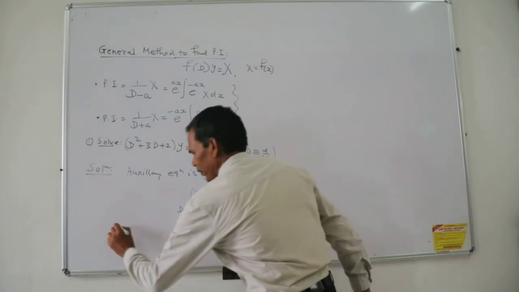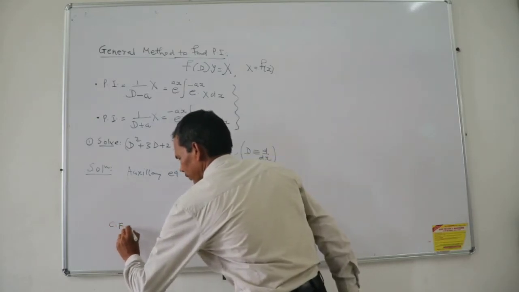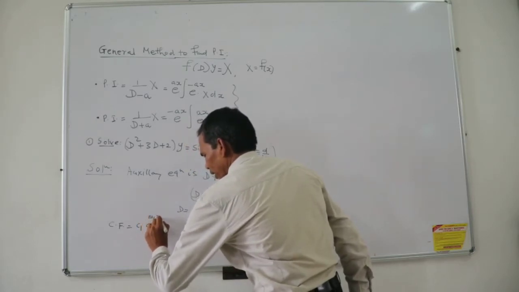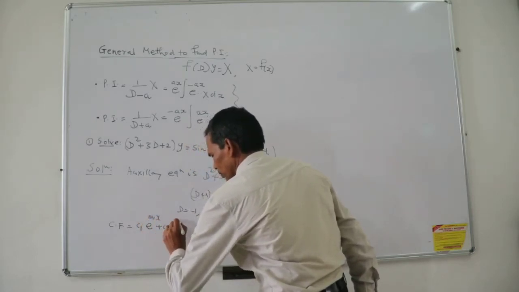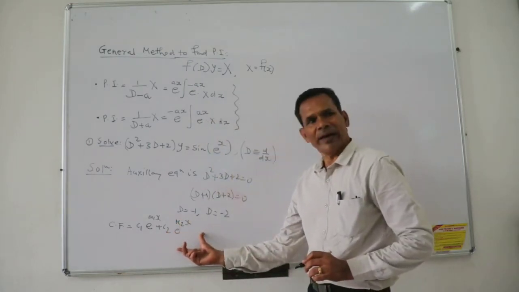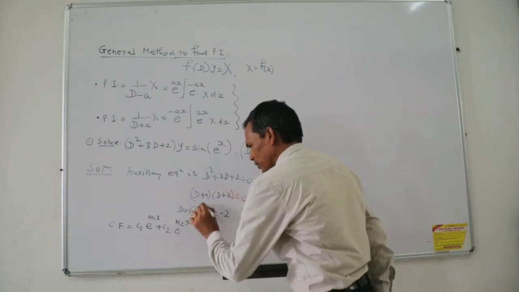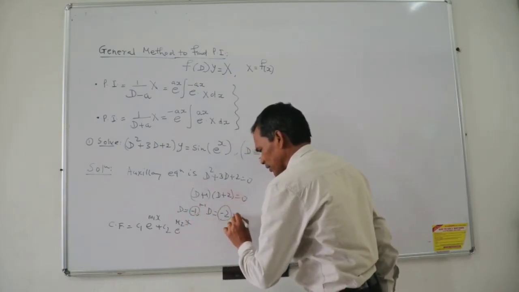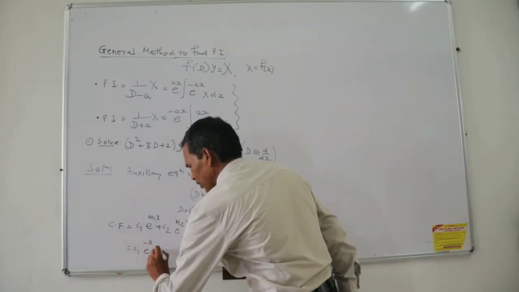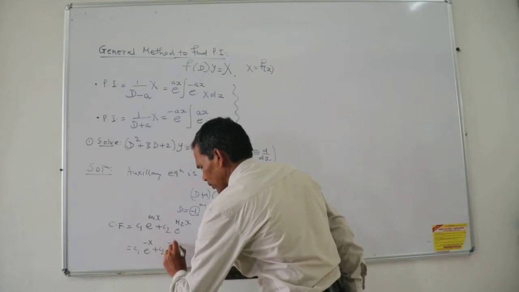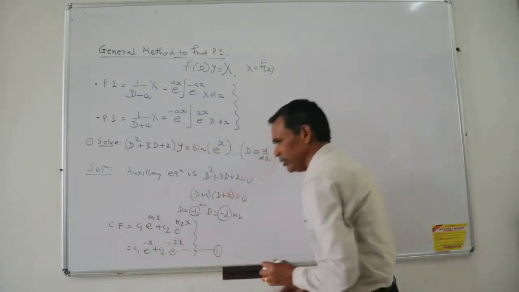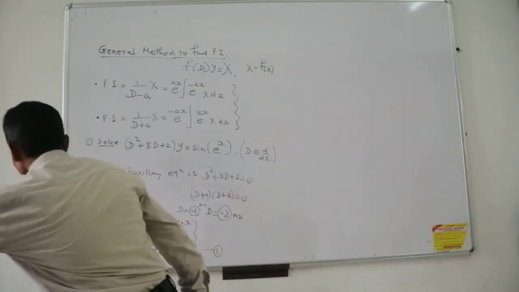So the complementary function is equal to c1 e raised to m1 x plus c2 e to the power m2 x. This formula is used for real and distinct roots. So this is taken as m1 and this is taken as m2. So the complementary function is c1 e raised to minus x plus c2 e to the power minus 2x. I call this expression number 1.